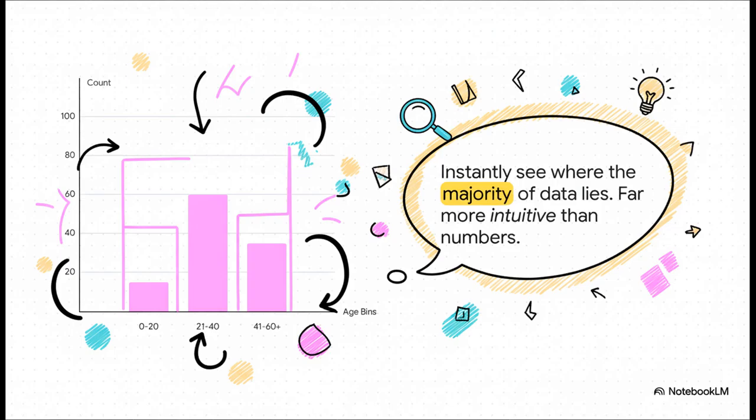And this is a perfect example. We're just bucketing people by age. And right away, you can see that most of the people in our data are in that 21 to 40 range. It's a super quick visual snapshot that is way easier to understand at a glance than just staring at a spreadsheet full of numbers, right?